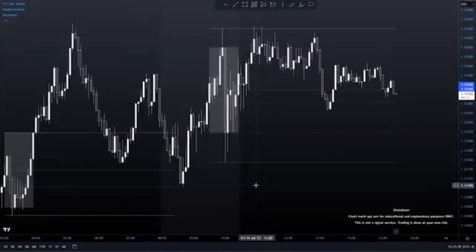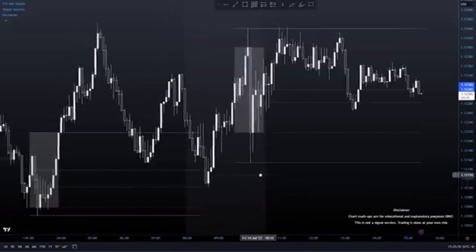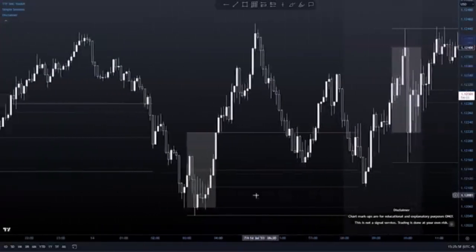The theory behind DR/IDR is that once this range is formed and broken in one direction, price will not trade past the other extreme of that range. Let's take a look at this example right here. Price comes up, breaks this range bullishly, retraces, and then makes another bullish move out.